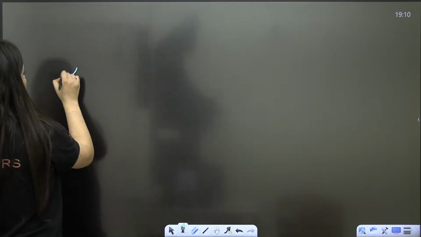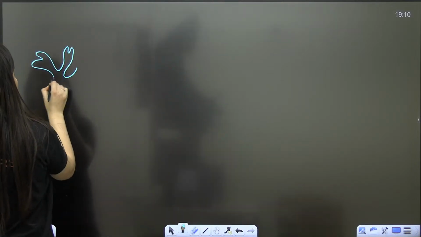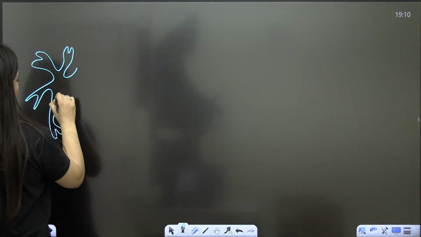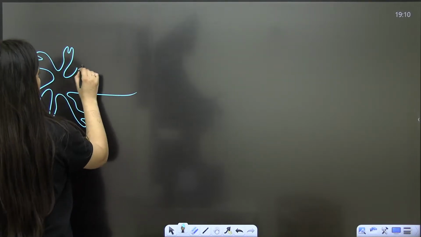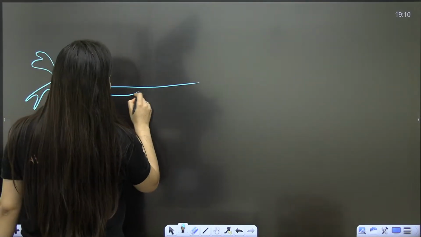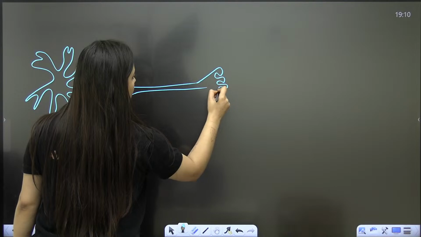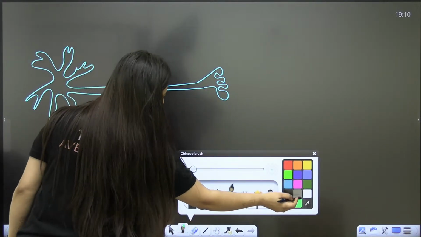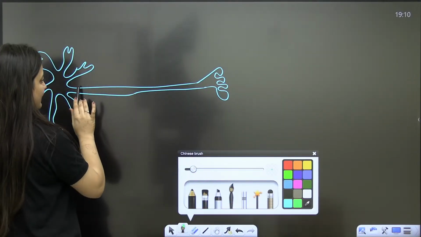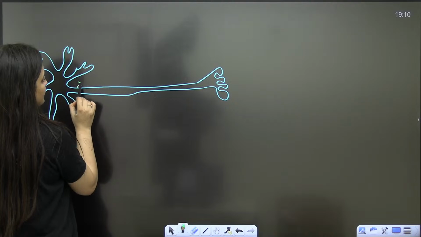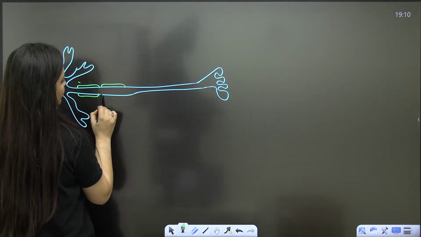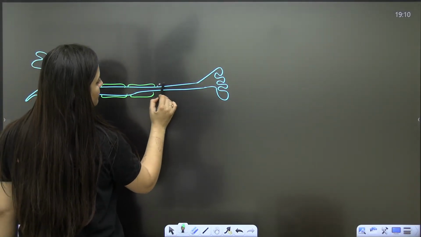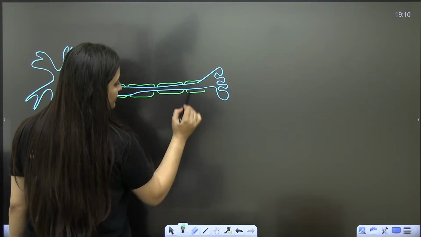Very good. Now one more thing. I'm going to draw this diagram again. So now about the myelin, I told you. Now, bache, there is one more thing. Let's say this is your myelin.